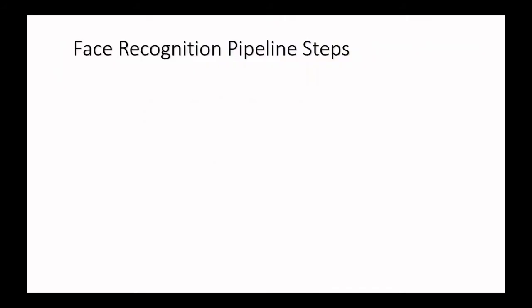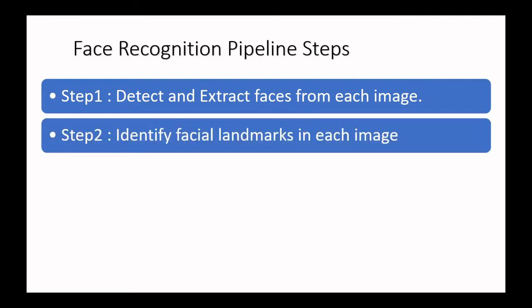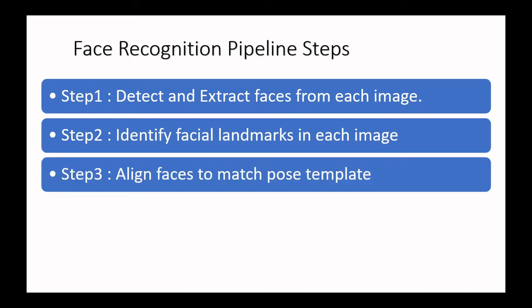Finally, to sum it up, the face recognition pipeline consists of 5 steps. First, locate and extract faces from each input image. Then pass the extracted face thumbnail to step number 2, which locates the facial landmarks. In step 3, these detected landmarks are used to learn an affine transformation between the face thumbnail and the template. This affine transformation is then used to warp the face thumbnail to compensate for head rotation.